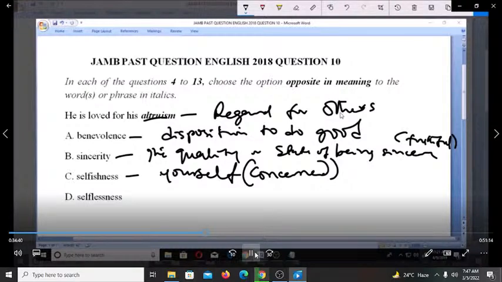Selflessness also means altruism in some ways, because you care about other people. When you're selfless, you're concerned for others. So the opposite of that is when you care for yourself alone, which is selfishness. So that makes option C the right answer for this, and that's what we're picking. Thank you.